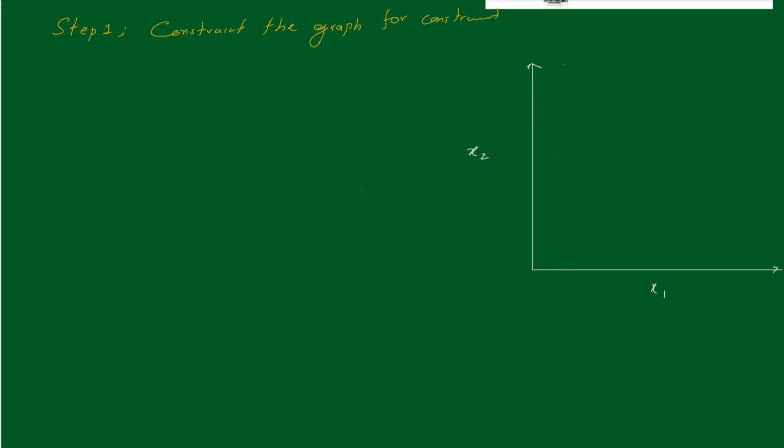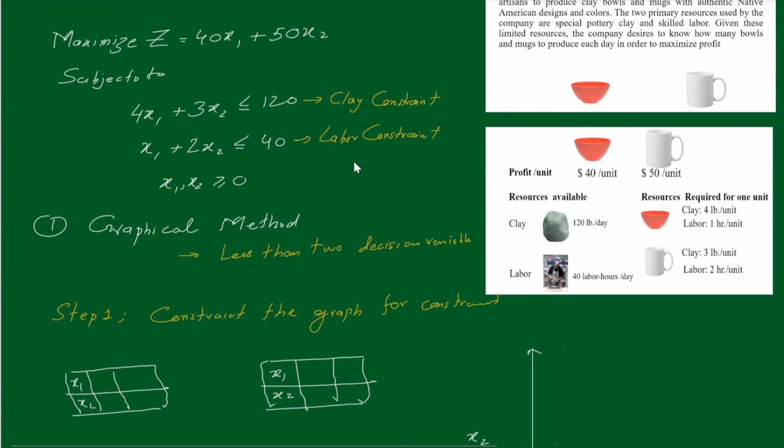Since we have two constraints, we need to construct a straight line for each. For a straight line, at least we need 2 points. So here we have two constraints, so I will make two boxes. I'll call the columns x1 and x2, and then another box, again x1 and x2. So I will go back to the constraints, and in this first step, we will assume that all inequality constraints are equalities, and then we will look at the points. So let's say we have 4x1 plus 3x2 equal to 120.